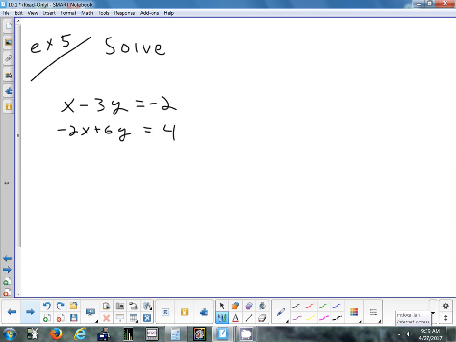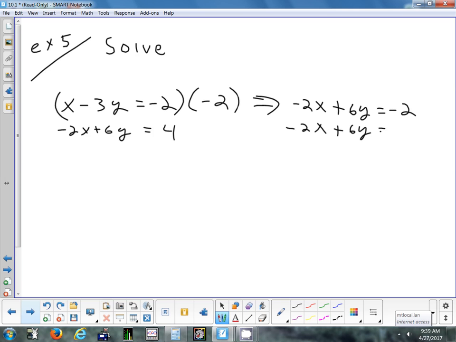Are these equations multiples of each other? Yes. And the signs do match. Infinite solutions. So what could you multiply the top one by? Negative 2. Multiply it by -2, and you're going to get the same equation: -2x plus 6y equals -2, and -2x plus 6y equals... Would it be +4? Yeah, multiplying -2 by -2 gives +4.